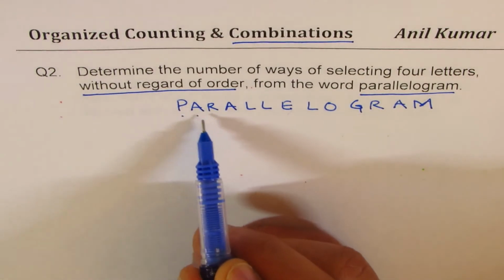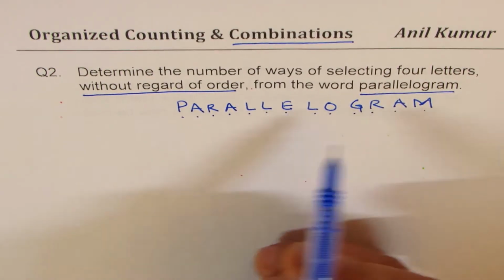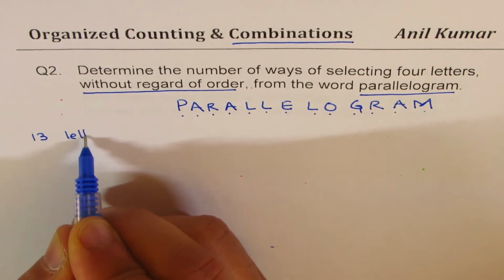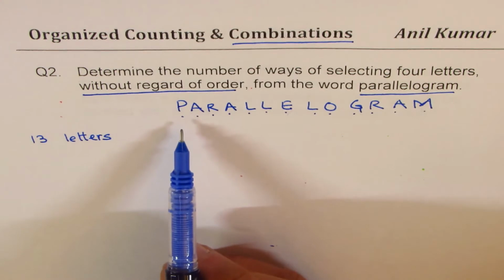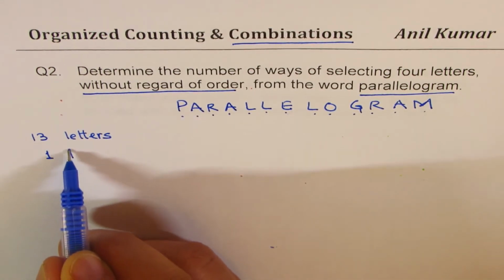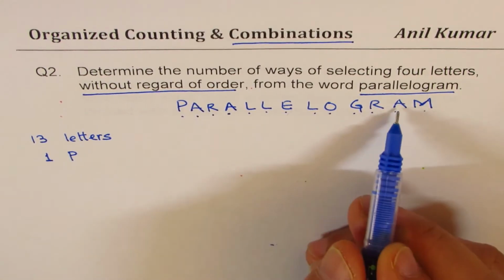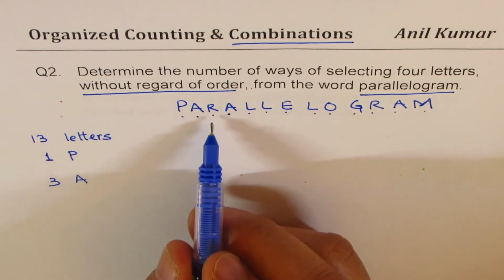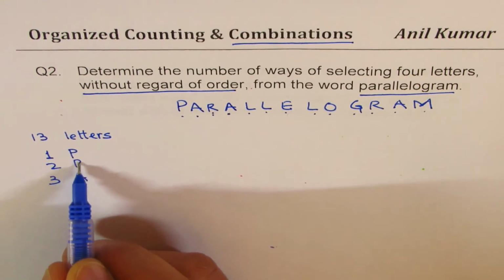So we have 1, 2, 3, 4, 5, 6, 7, 8, 9, 10, 11, 12, 13 letters. So let's write down. So we have 13 letters. Okay, how many of each kind? So as far as P is concerned, there's only one P. So one letter for P. A, we have 1, 2, 3. So we have 3 A's. R, we have 1 and 1, 2. So we have 2 R's.